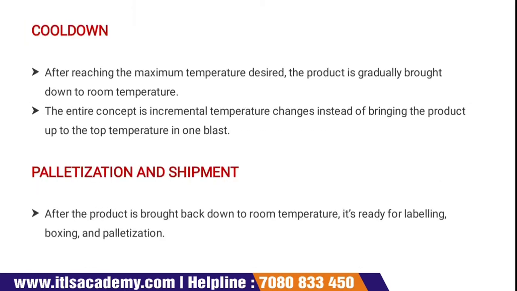अब हम लोगों ने पहले देखा कि ग्रेजुअल हीटिंग हमने करी और इसमें हमने एक डिज़ायर्ड टेम्परेचर दिया जिसमें हमारा माइक्रो ऑर्गेनिज्म किल हो गया है. अब हम क्या करेंगे? उसकी कूल डाउन करेंगे, उसकी कूलिंग करेंगे. आफ्टर रीचिंग द मैक्सिमम desired temperature, the product is gradually brought down to the room temperature. The entire concept is incremental temperature changes instead of bringing the product up to the top temperature in one blast.